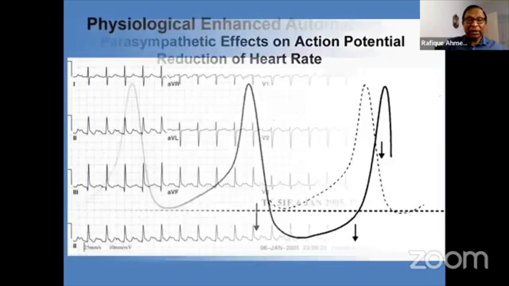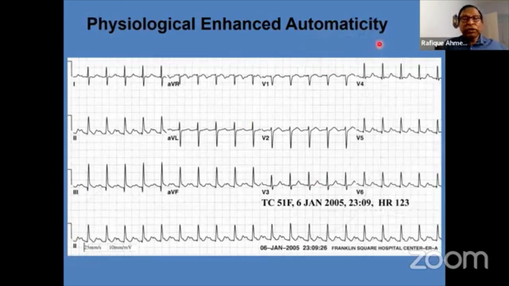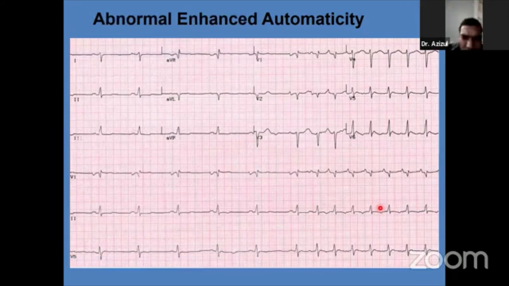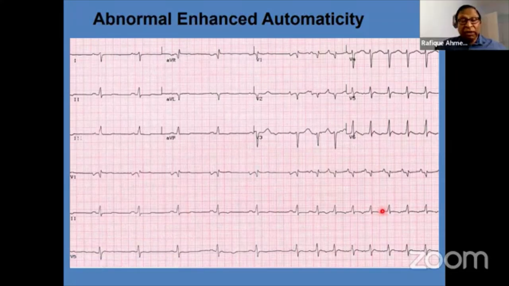So this is physiologic enhanced automaticity: a patient with sinus tachycardia. This is the commonest kind of enhanced automaticity, somebody with a heart rate of 123. Now here, in lead three, suddenly I have a P wave which is different. If you look here, the morphology is different. So this is an atrial tachycardia. The most common mechanism of atrial tachycardia is enhanced automaticity, and here a totally new focus comes up.